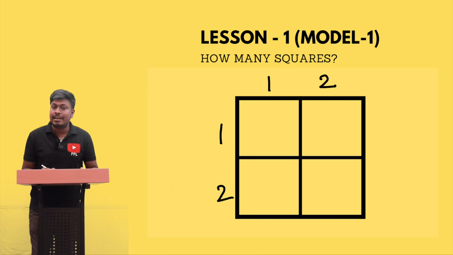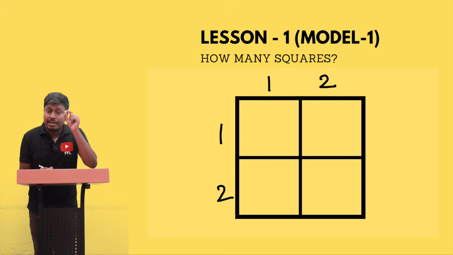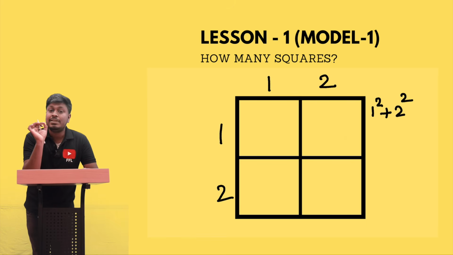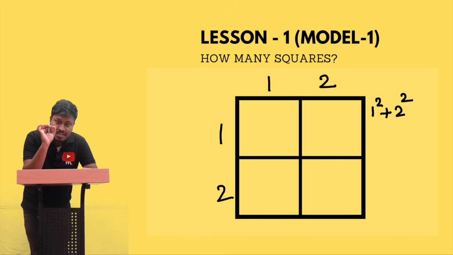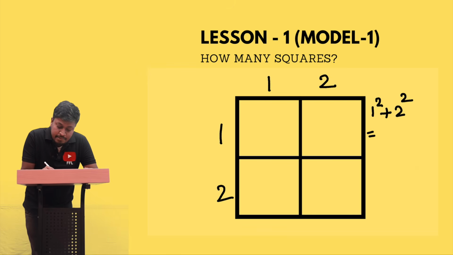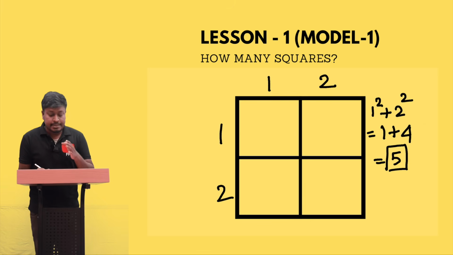But the shortcut technique is just to see how many rows and columns there are. Totally we have 2 rows and 2 columns. So start with number 1. Just listen carefully: 1 square plus 2 square. That's it. Why am I stopping at 2 square? Because totally we have 2 rows and 2 columns, right? Starting from 1, I just sum the squares: 1 square plus 2 square. 1 square will be 1, 2 square will be 4, so the total answer is 5. So finally we can say that there are 5 squares in the given figure.